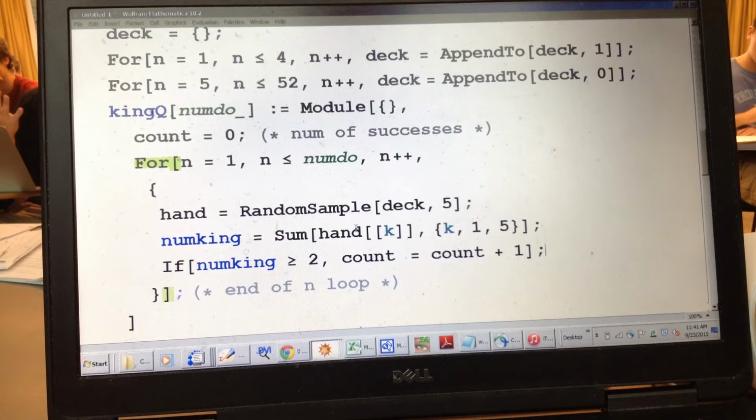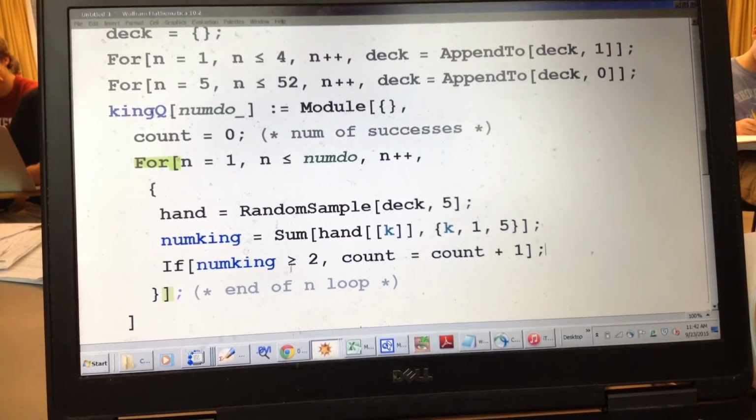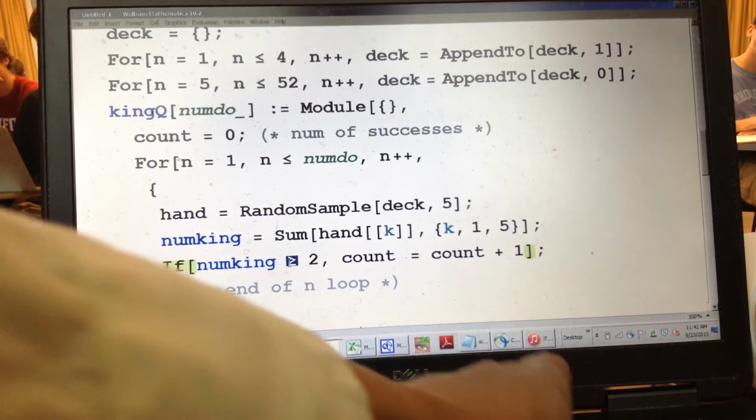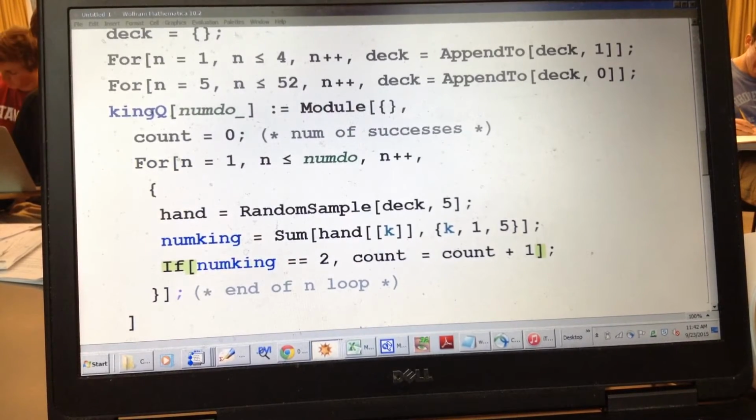So if your hand has value 2, it means it has 2 kings. Exactly. Now if num king is greater than or equal to 2, we have at least 2 kings. Let's do exactly 2 kings, so we replace the greater than or equal to with double equals. I just realized that we're doing a comparison here, so the greater than or equal to and the double equals have the same number of strokes on the keyboard. Sorry, I can't say typewriter anymore. They're both equally difficult code to write.